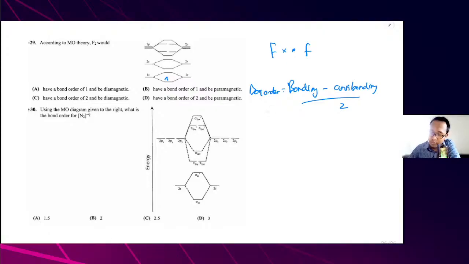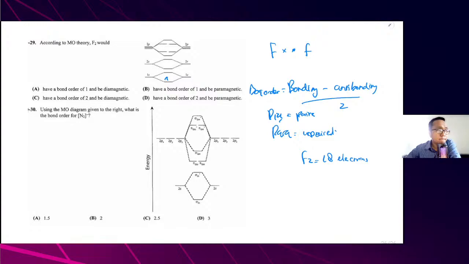Okay, so diamagnetic is paired, right? Always pairing, all electrons paired, and then paramagnetic is unpaired. So, okay, now each fluorine has 9 electrons, right? So F2 will have 18 electrons. So now let's take a look at the molecular orbital diagram over here.